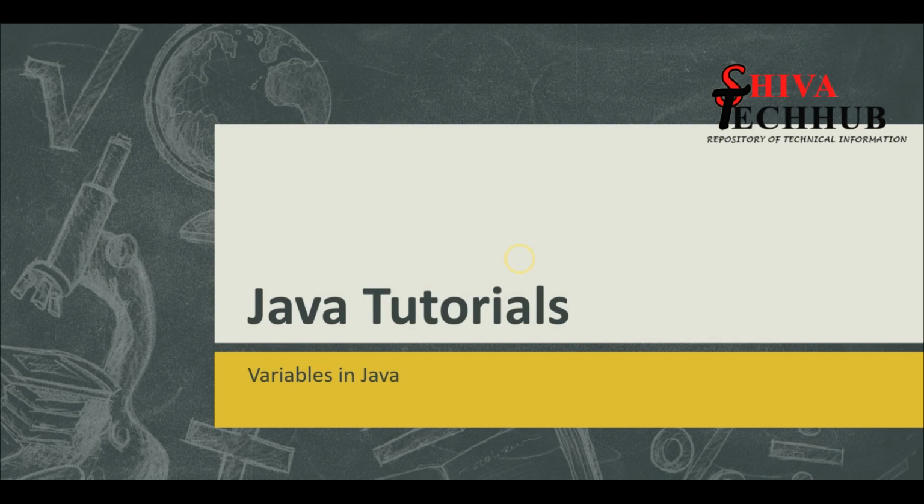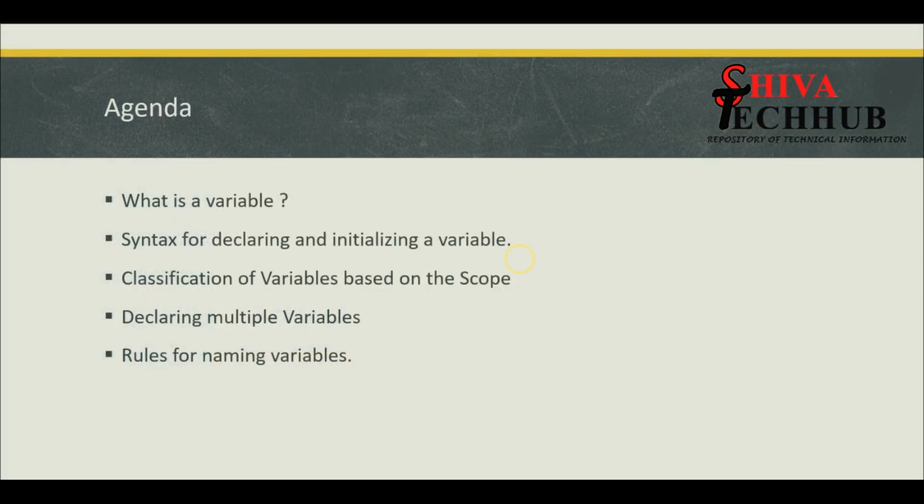In this series of Java tutorials, today we will be looking into variables in Java. This is the agenda for today. First, we'll look at what a variable is, the syntax for declaring and initializing a variable, and classification of variables based on scope. It means the position in which that particular variable is defined in a class. Then declaring multiple variables, and there are some general naming conventions to define a variable, so we will also look into those rules.